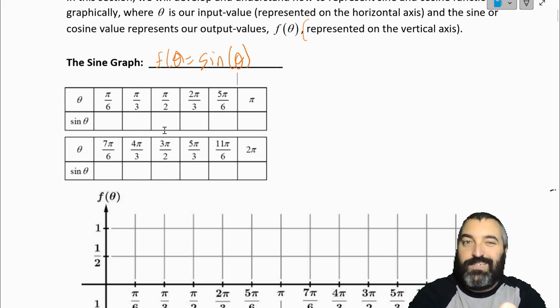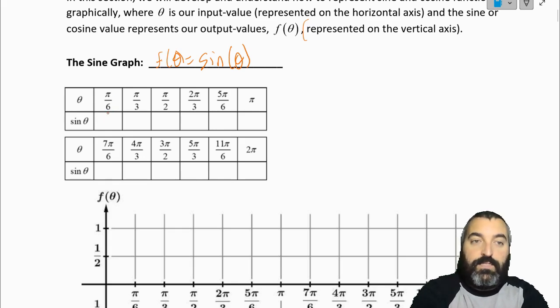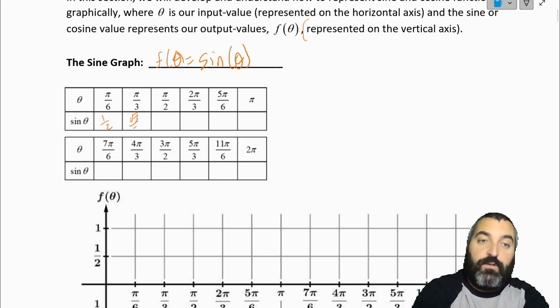We've dealt with these so much that I'm just going to kind of go through them. You could draw the triangle if you need to, but I'm going to give you a lot of these answers. So sine of pi over 6 is 1/2. Sine of pi over 3 is root 3 over 2. Sine of pi over 2 is 1. And then we're going to see a lot of repeating things.